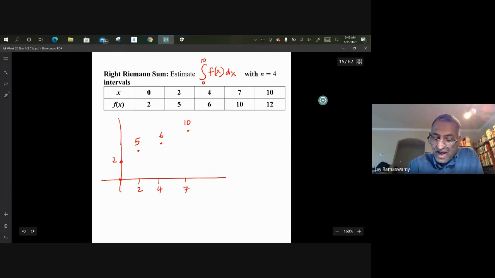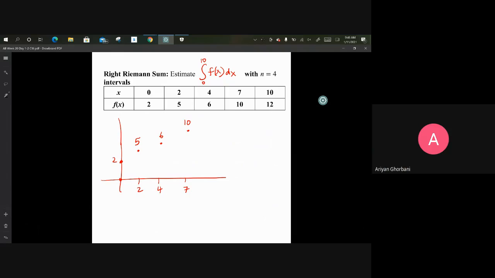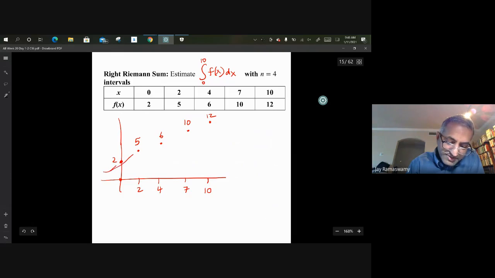And then finally, at 10, I'm at 12. So I'm going to make a rough sketch. It doesn't have to be like this, but I'm just making a rough sketch.